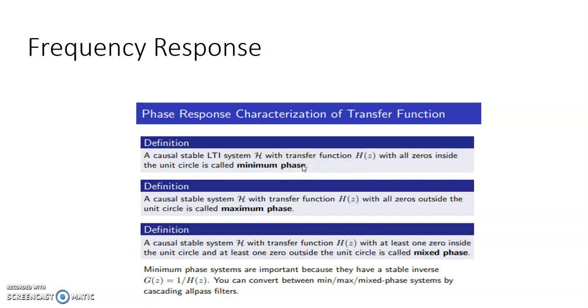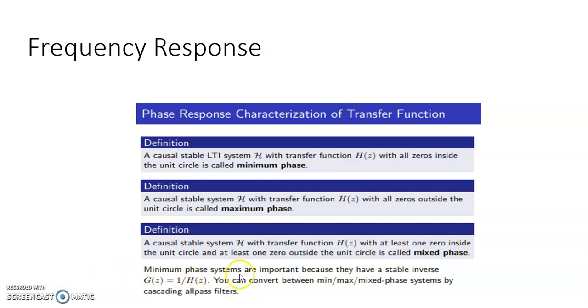So we're going to find out the stability of the system. We're going to locate the zeros. If they are lying inside the unit circle, it is called minimum phase. Similarly, a causal stable system with transfer function h of z with all the zeros outside the unit circle is called maximum phase. Lastly, a causal stable system with at least one zero inside the unit circle and at least one zero outside the unit circle is called mixed phase.